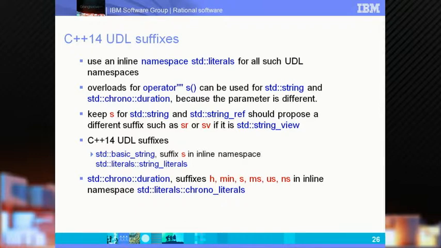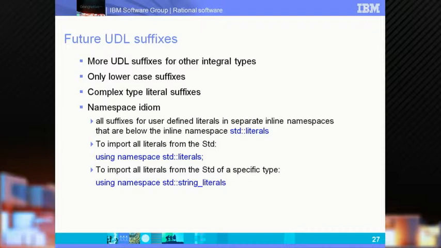So in C++14, you will now have these UDL suffixes. std basic_string, suffixed S in an inline namespace called std literals. And here's the nesting of string_literals. And std chrono duration, which has all the usual suffixes you would expect, like h for hours, minutes, seconds, milliseconds, microseconds, and nanoseconds, in an inline namespace in the same pattern, std literals, chrono literals. I'll show you how to use that. But there's going to be more use. This is going to open the gate for more UDL suffixes for other integral types. And there are pretty much only the lowercase suffixes.